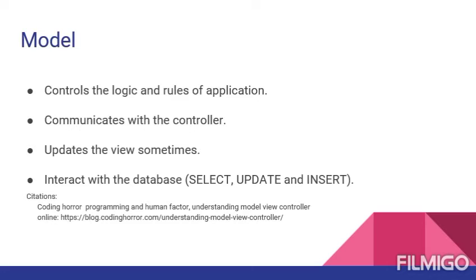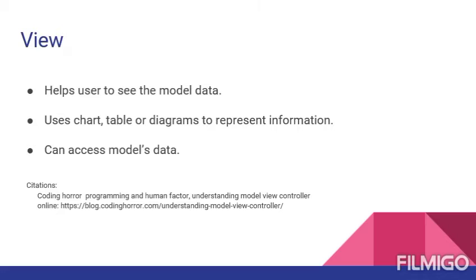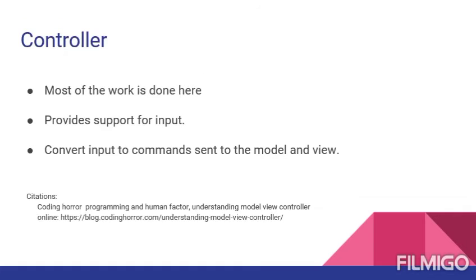The view helps the user to see the model data, and uses charts, tables, or diagrams to represent the information being shown to the user. It can also access the model data. The controller is where most of the work is done. It provides support for input from the user, and converts the input from the user to commands that are sent to the model and the view.